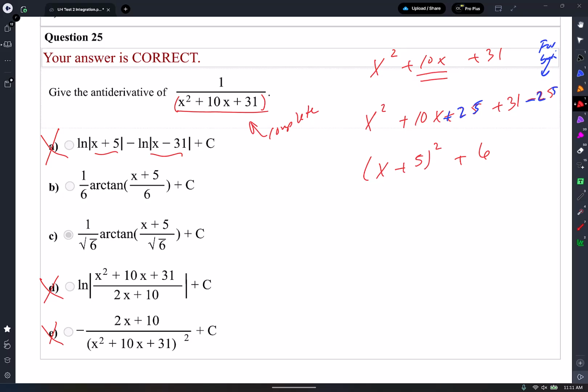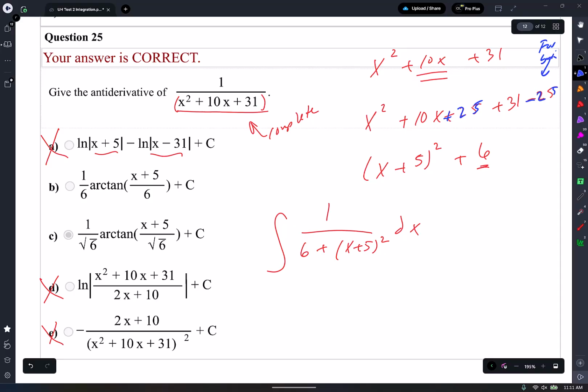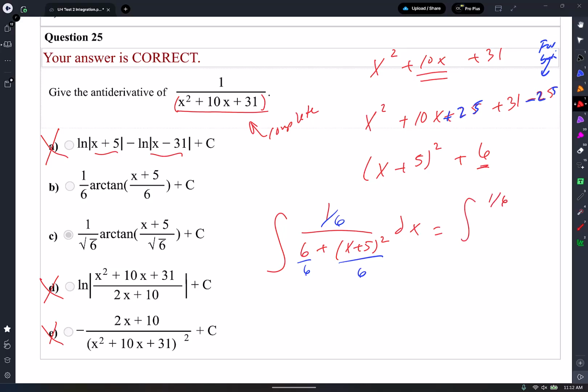So I'm going to go integral 1 over, and it doesn't matter which one you write first. I'm going to write the 6 first. 6 plus x plus 5, close it squared, dx. All right, I need that 6 to be a 1. Divide by 6, divide by 6, divide by 6. We're still okay? All right, so I'm going to rewrite it. Integral, here's my 1/6 so far at the moment. 1 plus parenthesis, x plus 5 over square root of 6, close it squared, dx.